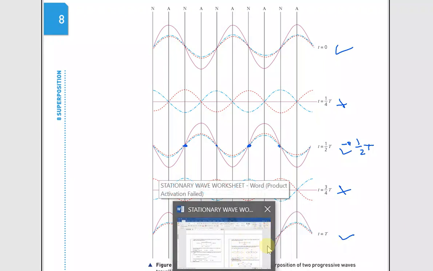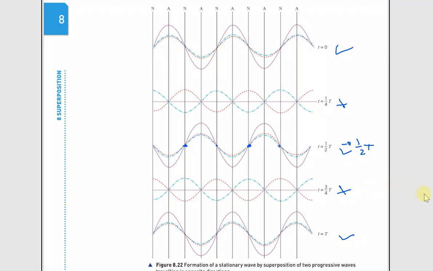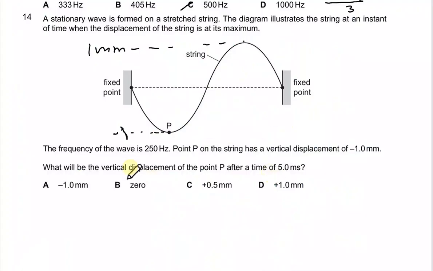And so back to the question. What will be the vertical displacement of P here after time 5 milliseconds? Okay, after time 5 milliseconds. So this is a stationary wave, and a stationary wave only happens in half period and full period. So we have to know the period of this stationary wave.